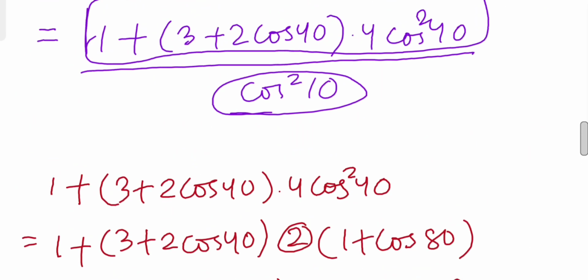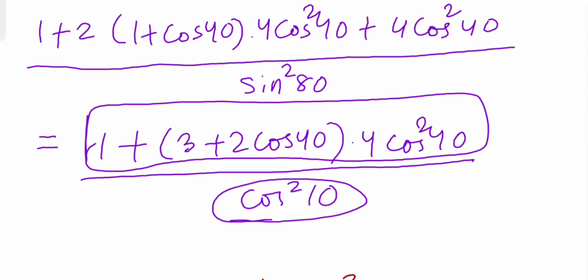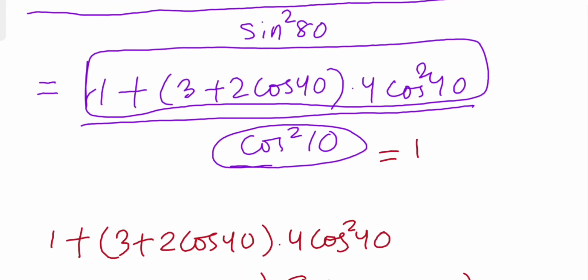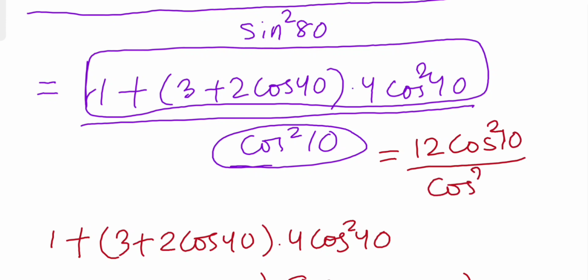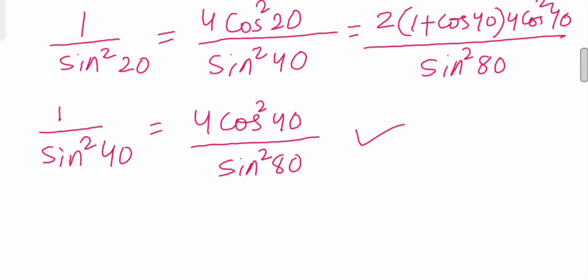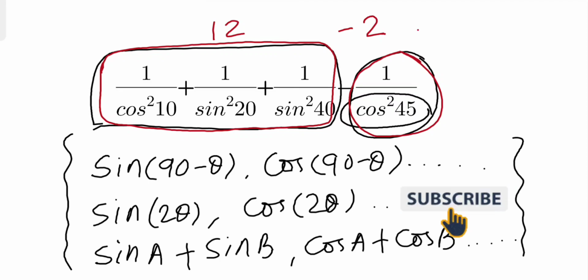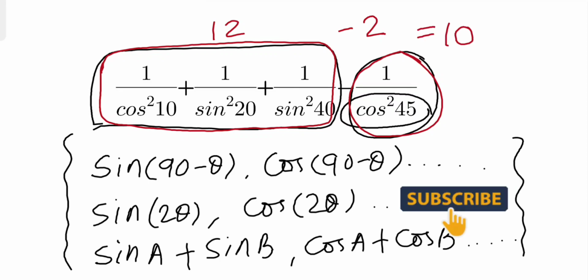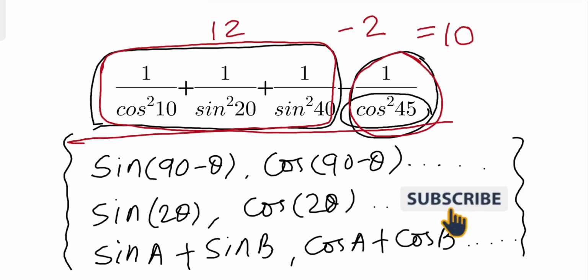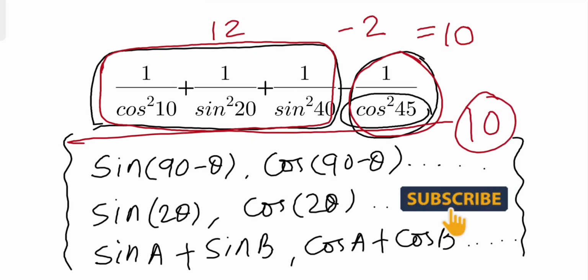We have to add here. So 12 cos square 10 by cos square 10 gives us 12. It means the value of this term is 12 minus, and 1 by cos square 45 is 2, which gives us 10. So the value of this whole expression is nothing but 10. Thank you for watching. See you next time.